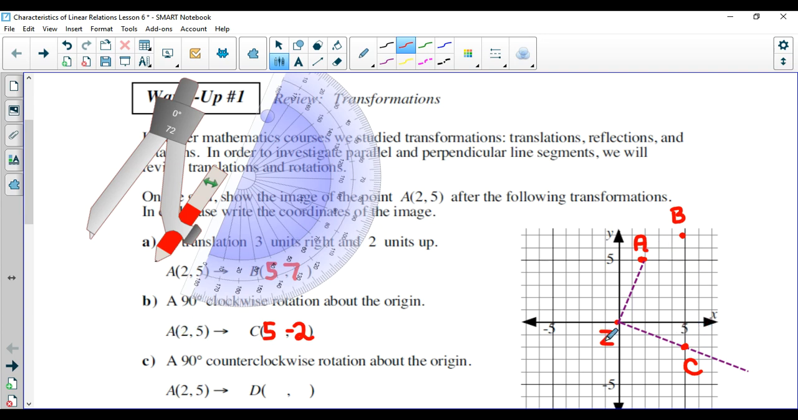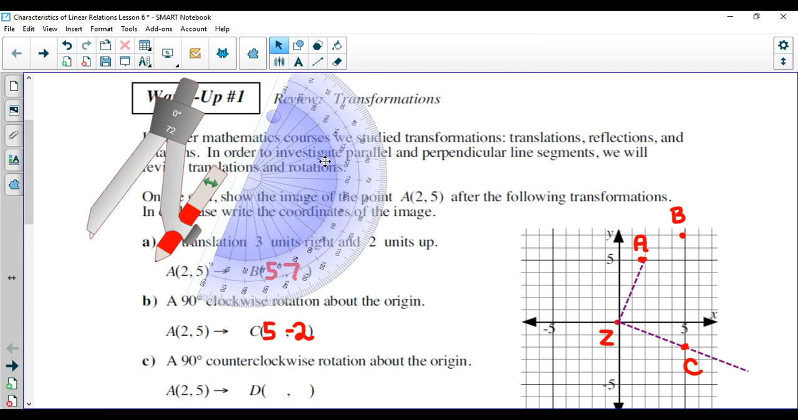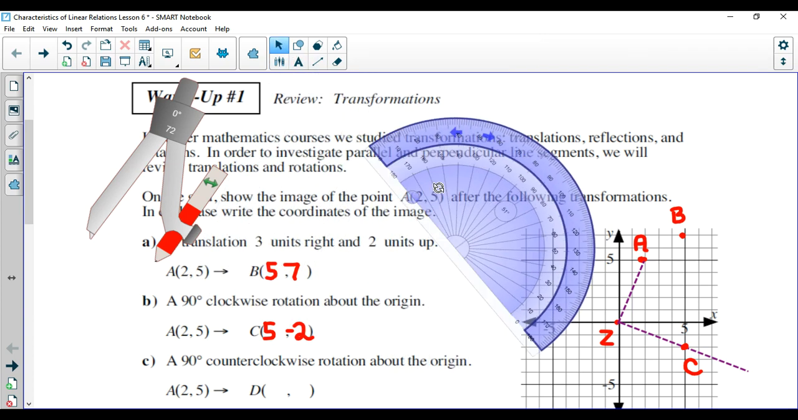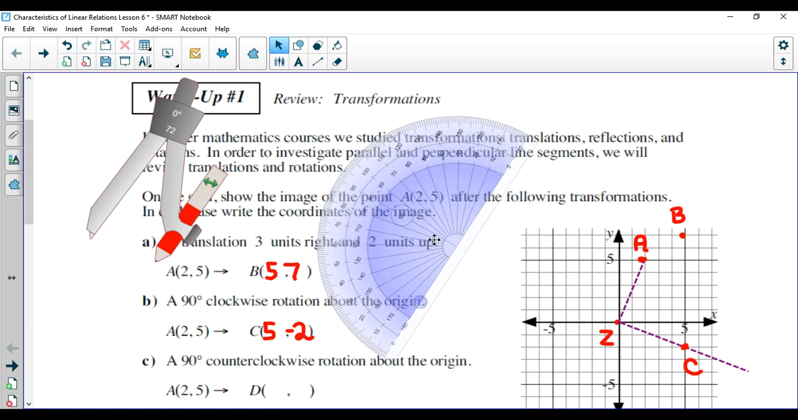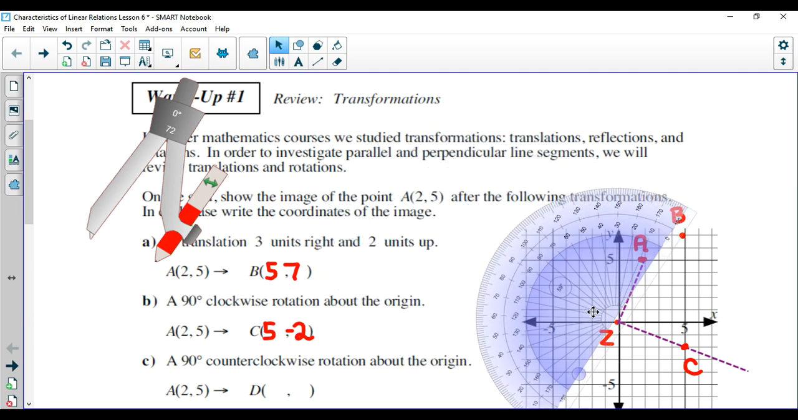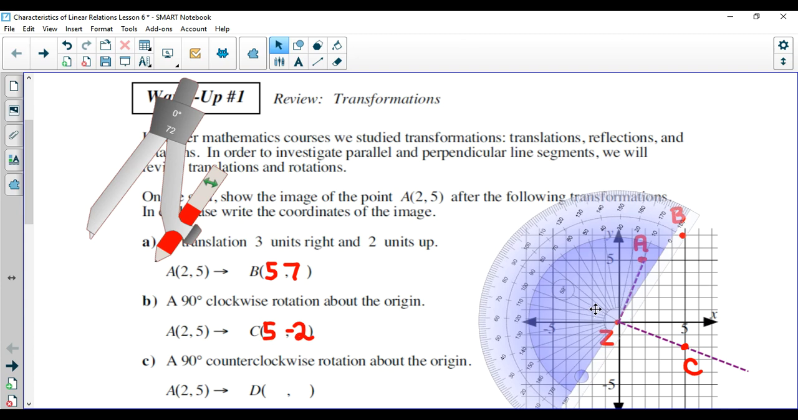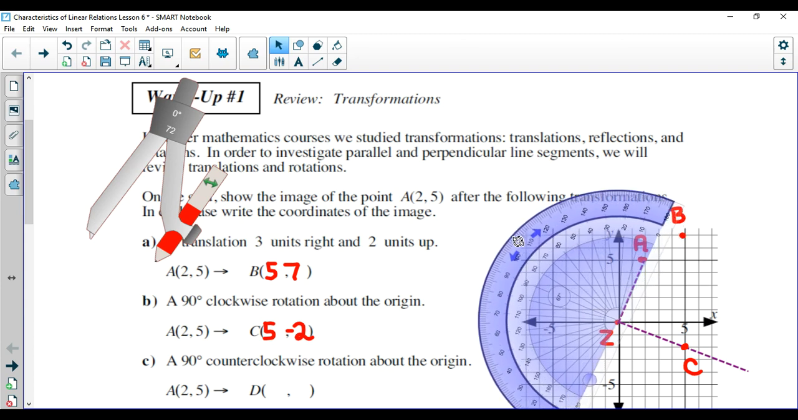Now the problem wants me to do it in the reverse direction. Okay, so the reverse direction. So let's take our protractor again. Now we're going to rotate the protractor in a different direction. So we'll take the protractor and let's spin it around. And I want the center of the protractor to be the center of rotation. And I want the base of the protractor to line up with that line again. So that's going to be at this location.